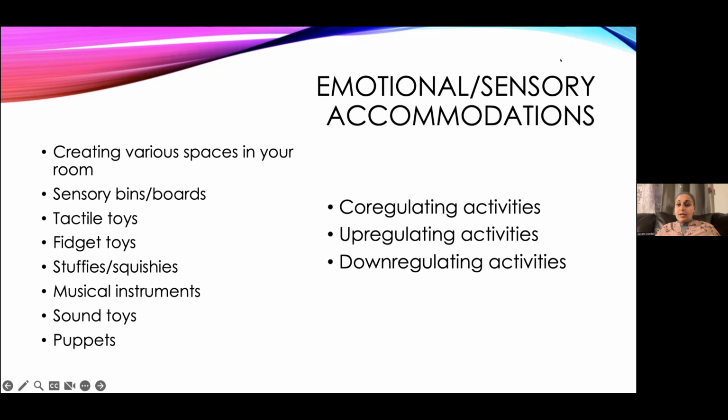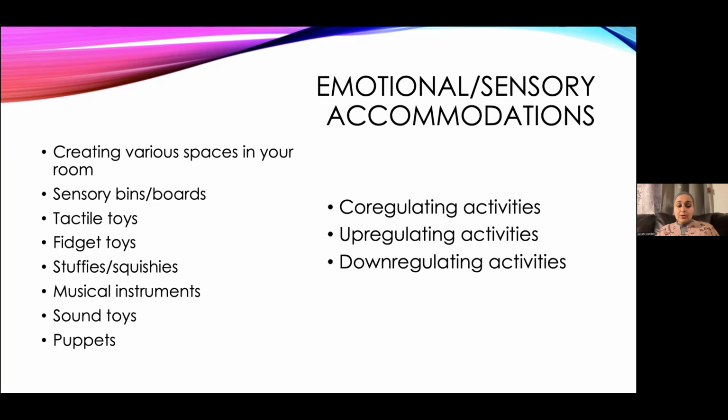Some emotional or sensory accommodations you can make in your therapy space. You can create various spaces in your room. So you can have a tactile board, a sensory bin or sensory board, tactile toys, some fidget toys, stuffies, that's what I call my stuffed animals, or your squishies, your squeeze toys. Musical instruments are always a great one to help calm them and regulate. Even just two sticks that they can tap together can sometimes help to regulate a child.